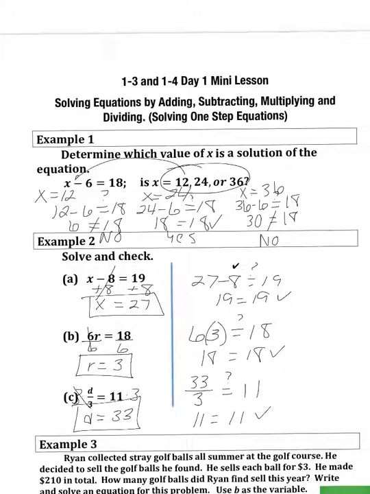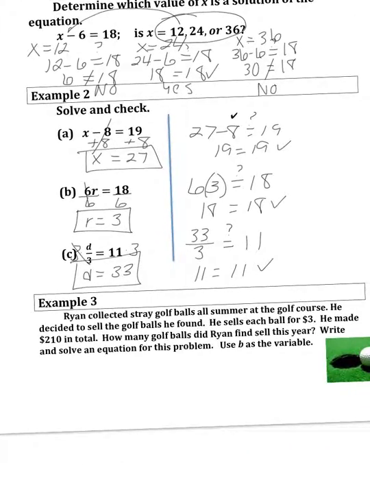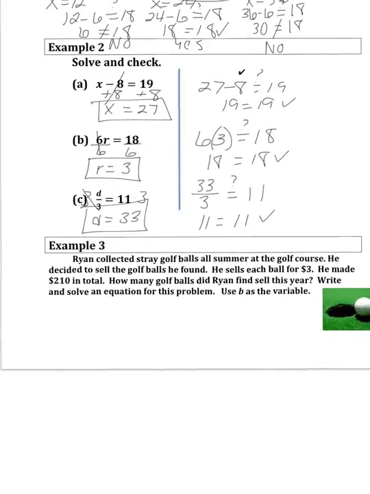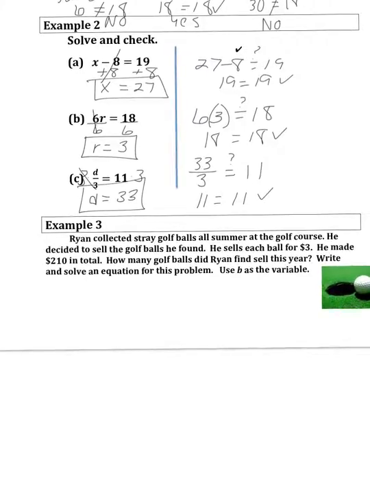And then now we have example 3 down at the bottom. So let's take a look at that one. Let's read through it, and then we're going to write an equation and solve. So Ryan collected stray golf balls all summer at the golf course. He decided to sell the golf balls he found. He sells each ball for $3. He made $210 in total. How many golf balls did Ryan find and sell this year? Write and solve an equation for this problem and use B as the variable.